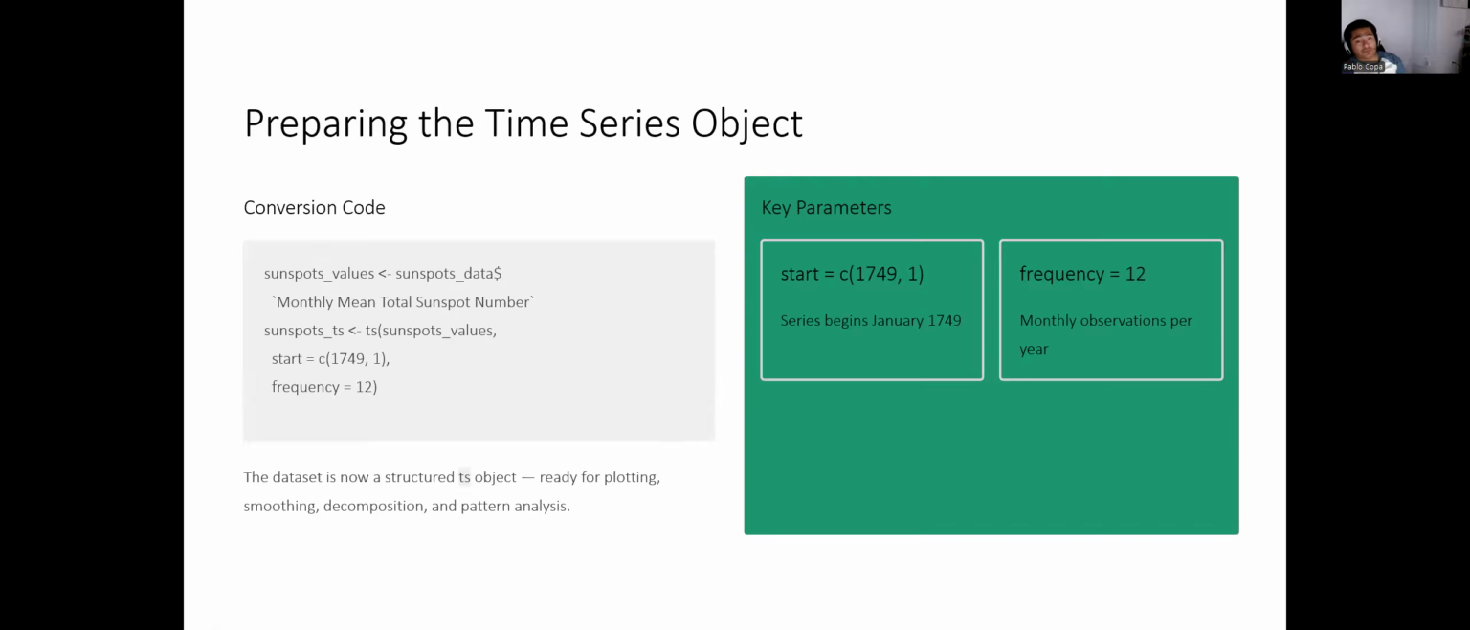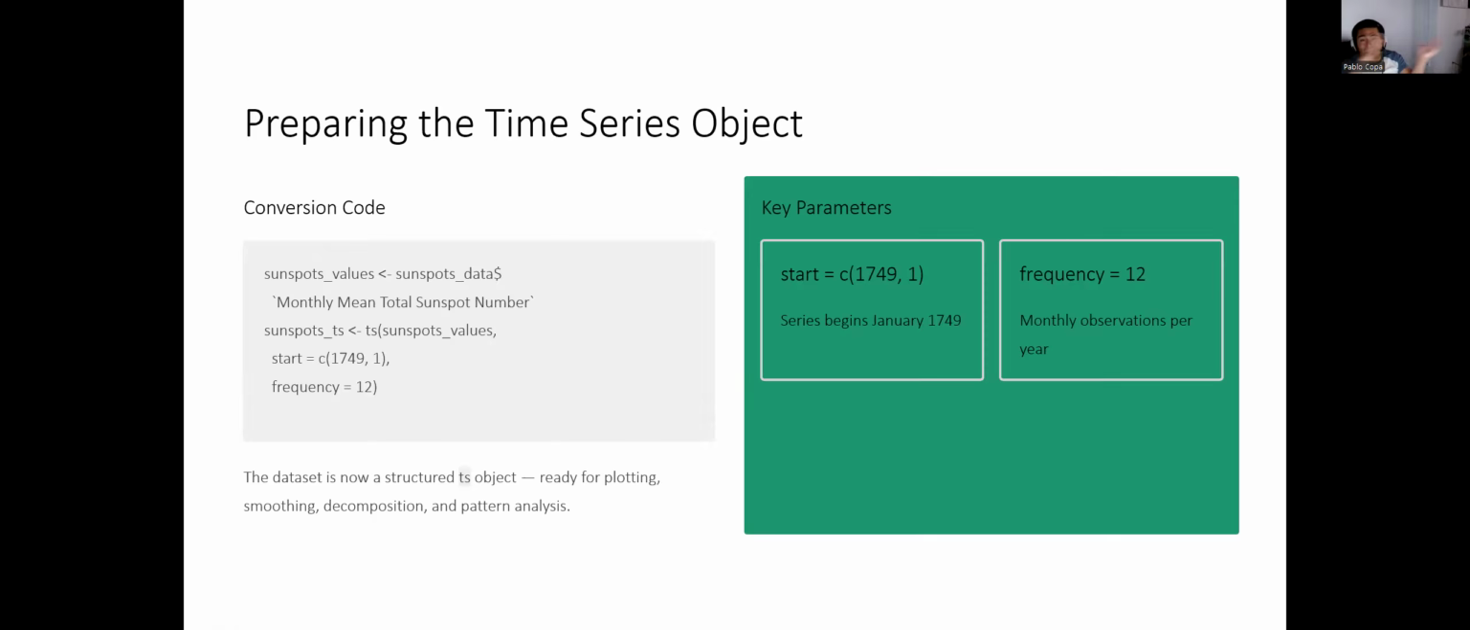This step was very important because R needs time series data to be structured correctly before applying certain time series tools. Before this step, the sunspot values were just a column of numbers in a table. After this step, R understood the values as observations connected through time. The starting point was the formula start equals C parentheses 1749,1.